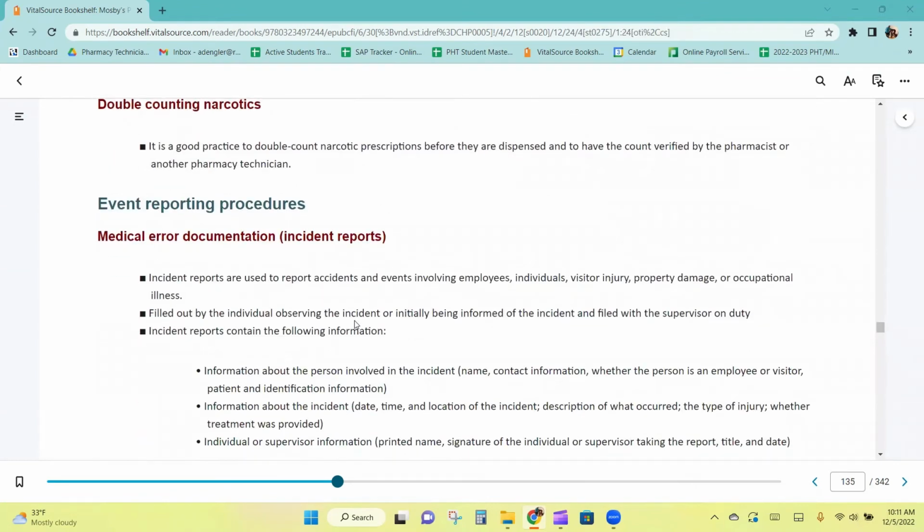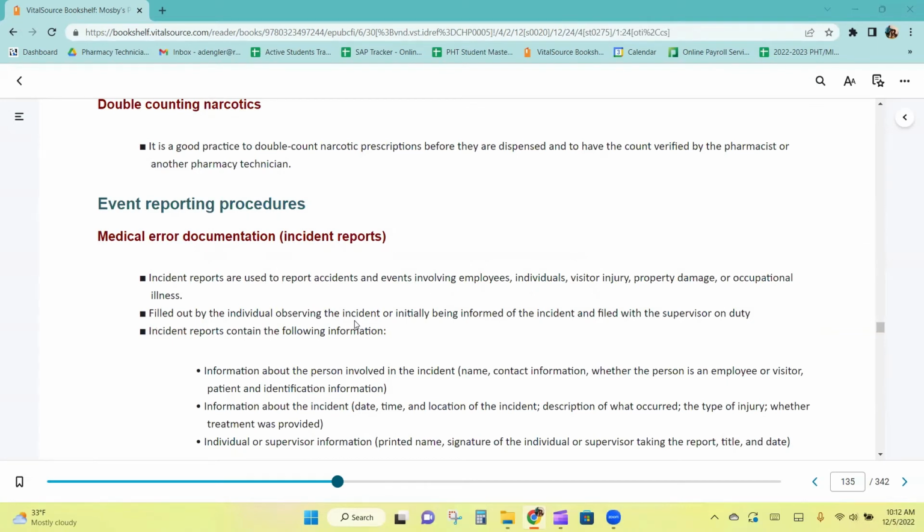Double counting narcotics. It's a good practice to double count narcotic prescriptions before they are dispensed and to have the count verified by the pharmacist or another pharmacy technician. So most places do require you to double count narcotics. If they don't, I highly recommend that you do.